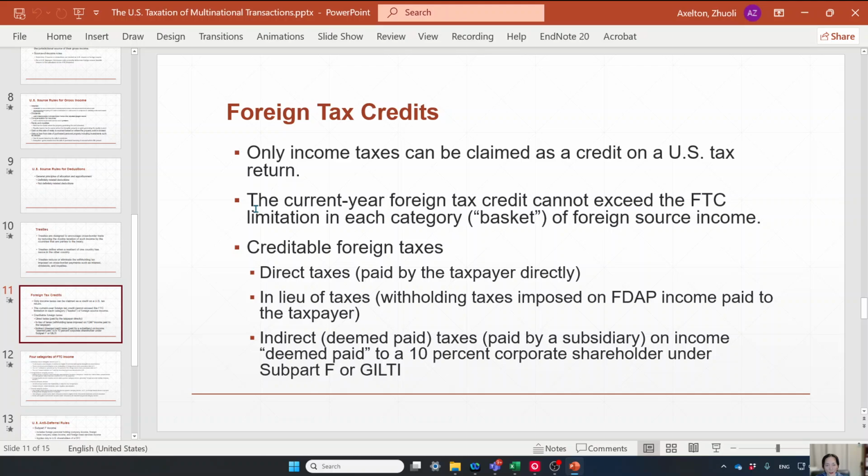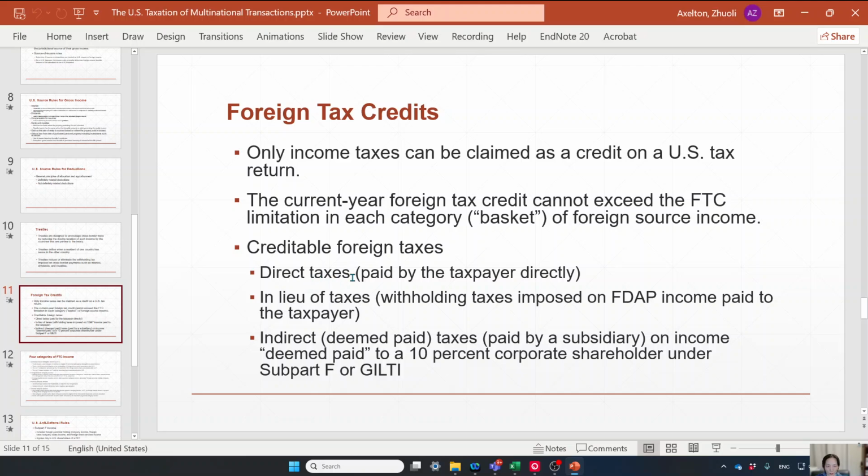Foreign tax credits, again, this is a very complicated calculation. It's reported on Form 1116. Only income tax can be claimed as a credit on a U.S. tax return. So, in other words, we have to define what are the creditable foreign income taxes. Not all the tax paid in the foreign country will be creditable. And the current year foreign tax credit cannot exceed the foreign tax credit limitation in each category of foreign source income.